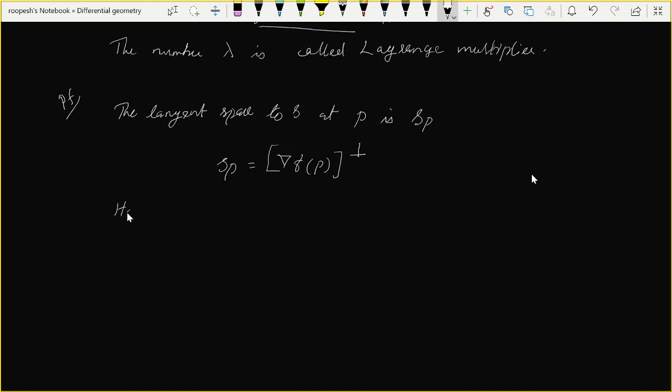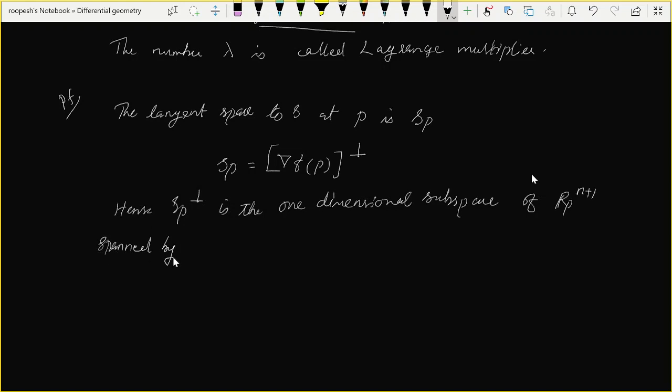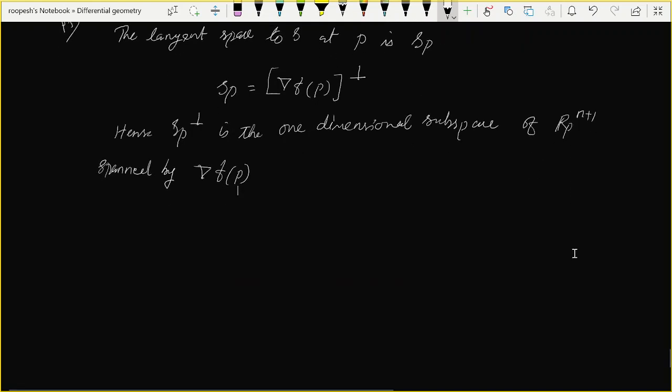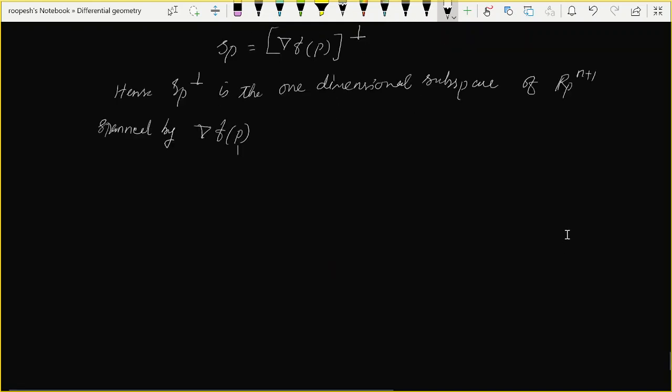Hence, S_P perp is the set of vectors perpendicular, or orthogonal, to S_P. That means del F of P spans it. Then S_P perp is the one-dimensional subspace of R^(n+1) spanned by the vector del F of P.